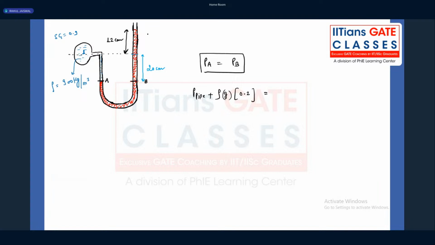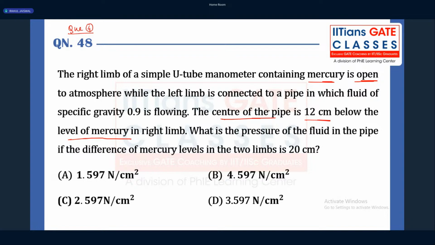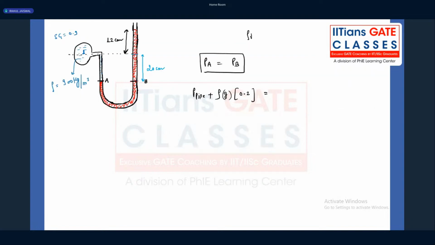What is the pressure at point B? It is because of the total mercury. What is the mercury density? They have not given it, so we can take the standard mercury density as 13,600 kilogram per meter cube. Rho g into h. What is the total height? 12 plus 20, it's nothing but 32 centimeter, divided by 100 because we are converting into meter.